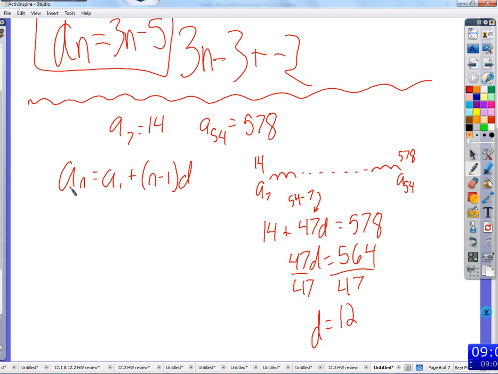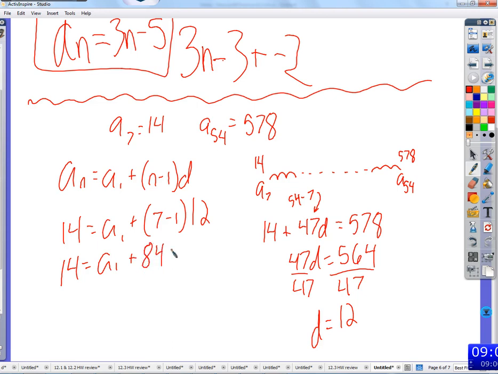Do we have an A sub n, an example of an A sub n? For n is 7, A sub 7 is 14, right? A sub 7 is 14. We don't know A sub 1. But n, what's n for 14? 7. D is 12. 14 equals A sub 1 plus 12 times 7 is 84.